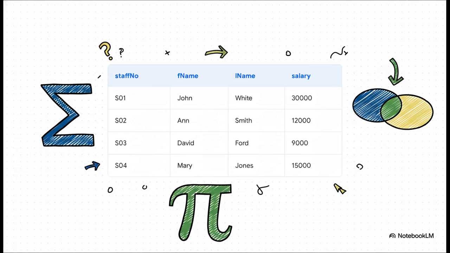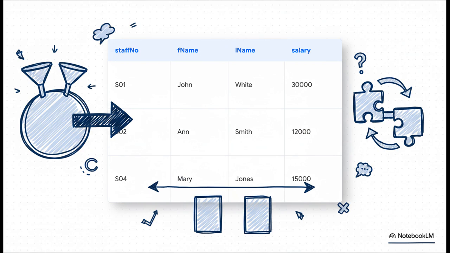Okay, let's make this concrete. Here's a sample staff table we're going to play with. Pretty straightforward, right? We've got staff number, first name, last name, and salary. A nice, clean little data set. So, let's put selection to work. Let's say we want to find all staff members who make more than 10,000. We run the operation, sigma, salary greater than 10,000 on our staff table, and boom, we get back a brand new table that only has the rows that match our rule. See? It's literally a horizontal slice of the original data.